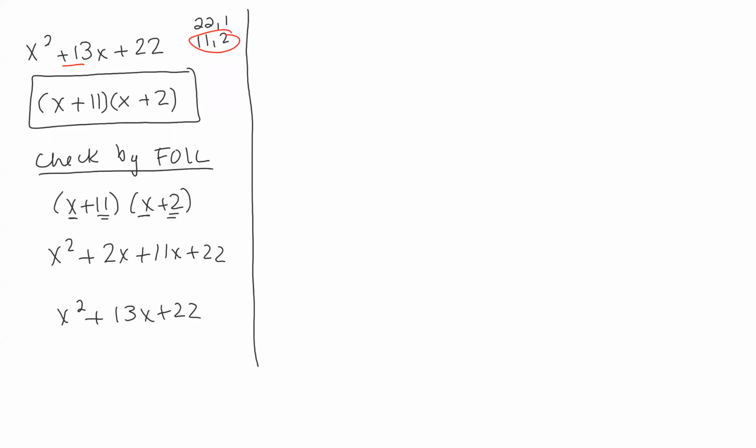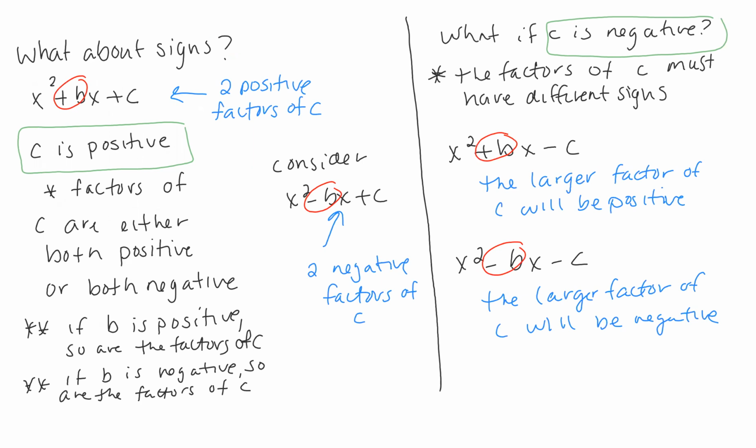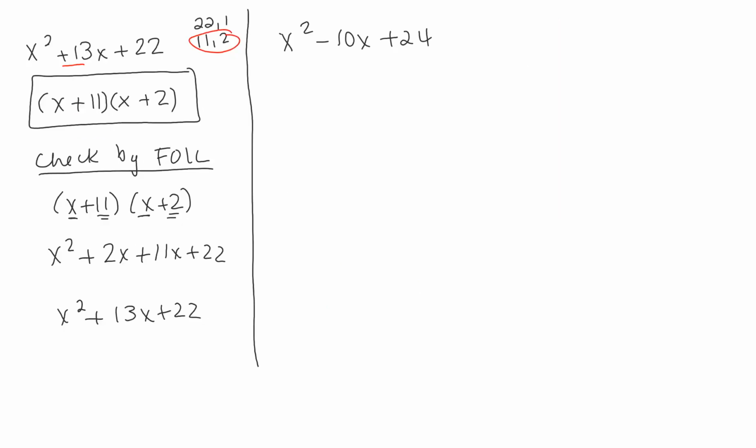Next up, let's say that we have x squared minus 10x plus 24. Well, C is positive, and remember, if C is positive, you need two factors that have the same sign, both positive or both negative, and remember, B tells us which. So in this case, B is negative, so that means we want two factors of 24 that are both negative.